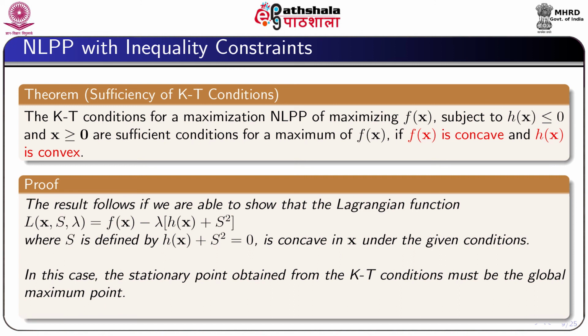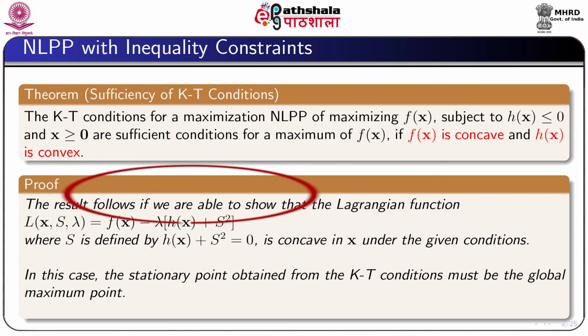Now, we will prove one theorem which is called the sufficiency of KT conditions. The KT conditions for a maximization NLPP of maximizing f(x) subject to h(x) less than equal to 0 and x greater than equal to 0 are the sufficient conditions for a maximum of f(x) if f(x) is concave and h(x) is convex.